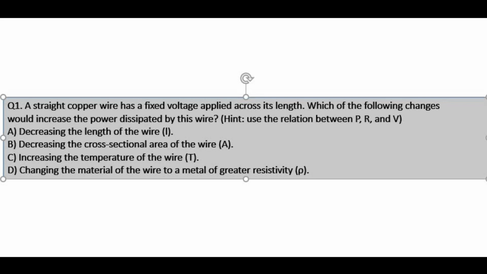A. Decreasing the length of the wire, L. B. Decreasing the cross-sectional area of the wire, A. C. Increasing the temperature of the wire, T. D. Changing the material of the wire to a metal of greater resistivity, ρ.